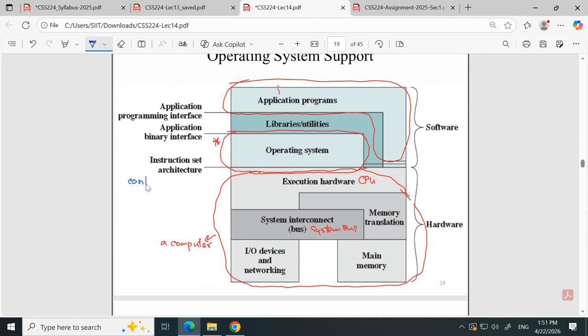Control part, control unit. Data path. Memory. Input. Output. Right? Yeah, so you can find them.